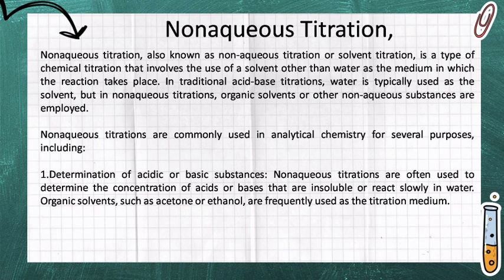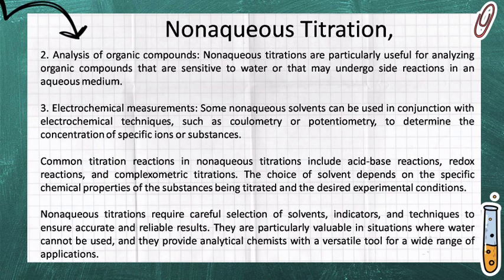basic substances. Non-aqueous titrations are often used to determine the concentration of acids or bases that are insoluble or react slowly in water. Organic solvents, such as acetone or ethanol, are frequently used as the titration medium. Second, analysis of organic compounds. Non-aqueous titrations are particularly useful for analyzing organic compounds that are sensitive to water or that may undergo side reactions in an aqueous medium. Third, electrochemical measurements.